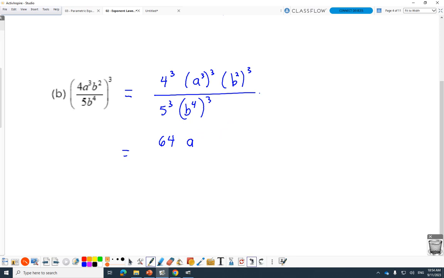Maybe you're really good at this already, and you think you can jump from this to this. I don't know. Scary. That can be scary. It's easy to miss a step when you do that. And then I get 5 cubed, which is 125, and b to the power of 12.